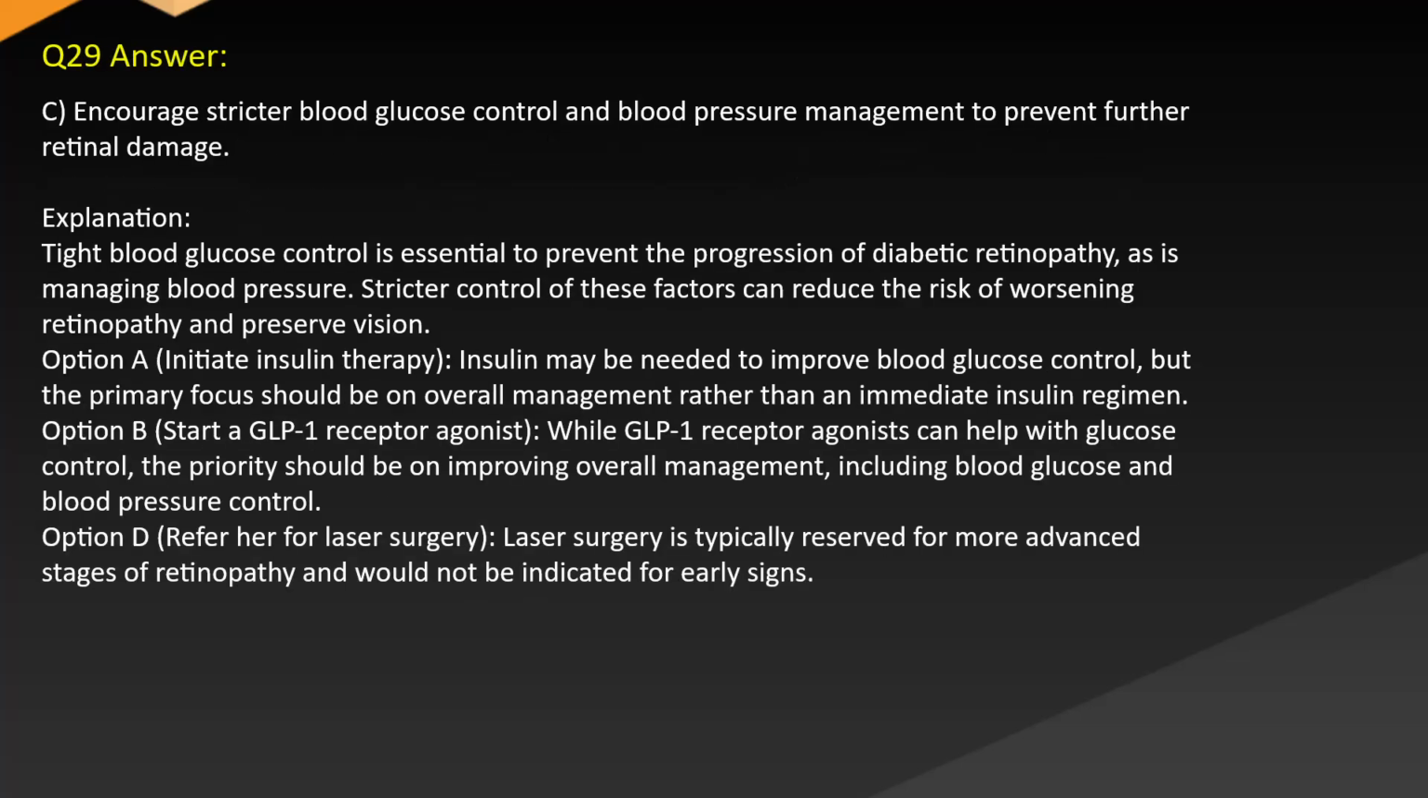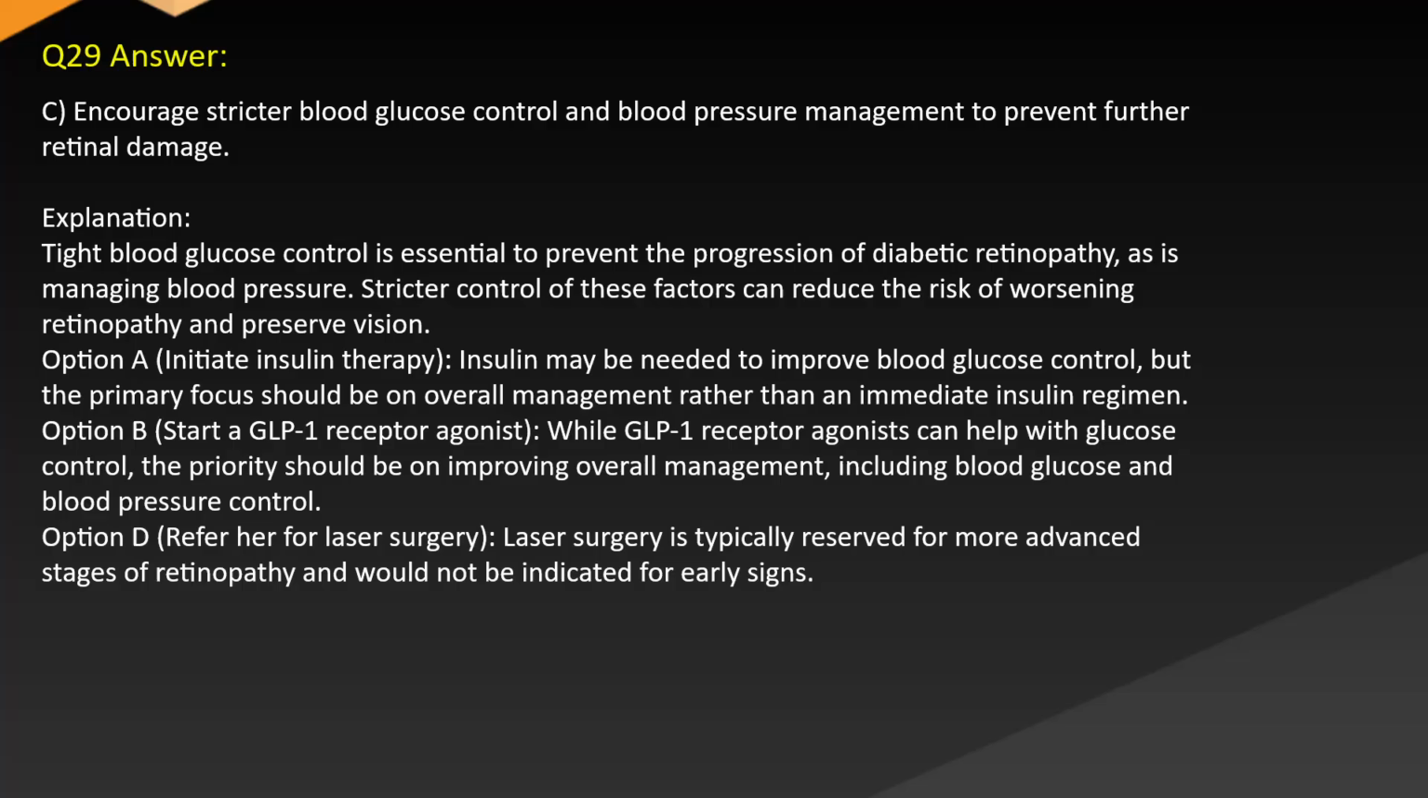Answer. C. Encourage stricter blood glucose control and blood pressure management to prevent further retinal damage. Explanation. Tight blood glucose control is essential to prevent the progression of diabetic retinopathy, as is managing blood pressure. Stricter control of these factors can reduce the risk of worsening retinopathy and preserve vision. Option A. Initiate insulin therapy. Insulin may be needed to improve blood glucose control, but the primary focus should be on overall management rather than an immediate insulin regimen.